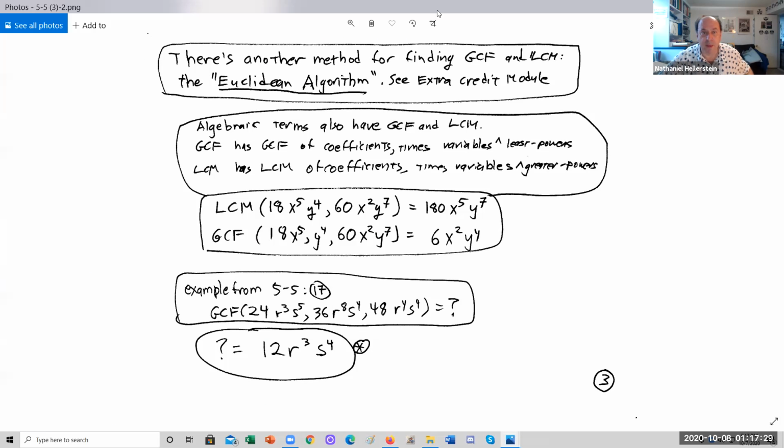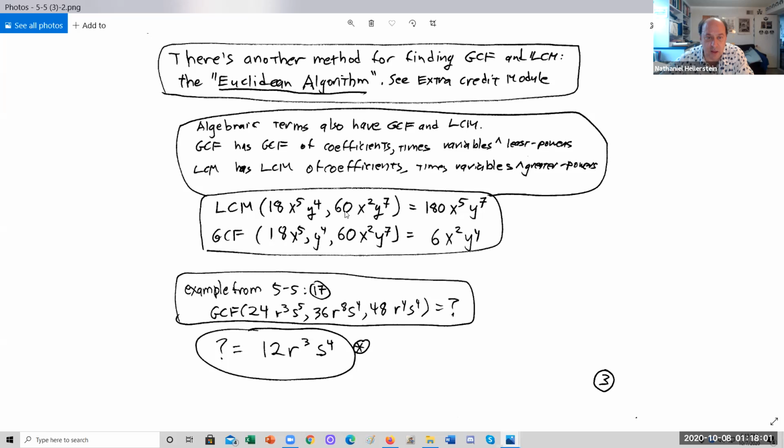Now, algebraic terms also have GCFs and LCMs. The GCF of two terms has the GCF of the coefficients times variables to the lesser powers. LCM, least common multiple, has the least common multiple of the coefficients times variables to greater powers. For example, the least common multiple of 18x to the 5th, y to the 4th, and 60 y to the 2nd, z to the 7th.